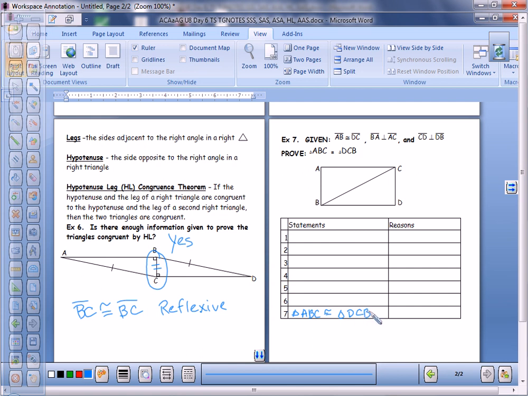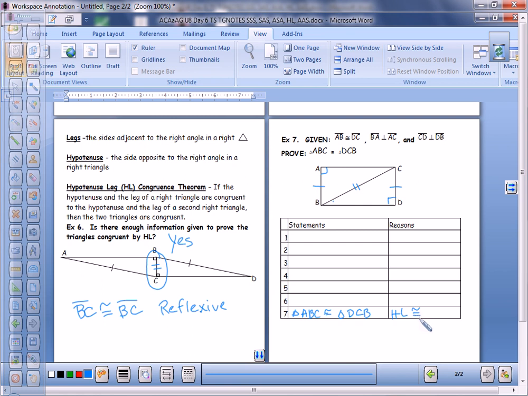So let's go back up and mark our picture. AB is congruent to DC. Tick, tick. BA is perpendicular to AC. Well, if they're perpendicular, that means right angle. And CD is perpendicular to BD. Right angle. Okay, so I see I've got two right triangles in here. Well, we should see that BC is congruent to itself. So if you want, you can mark it congruent to itself. And it looks like it's hypotenuse leg. So hypotenuse leg congruence theorem.